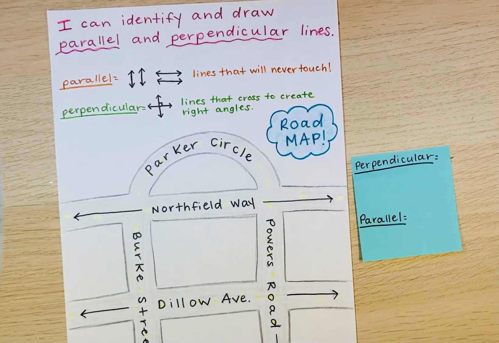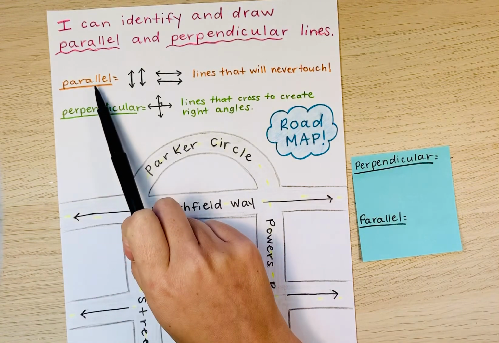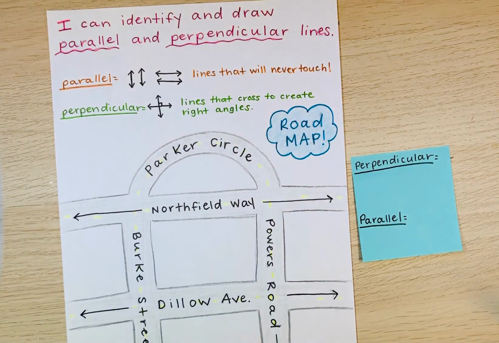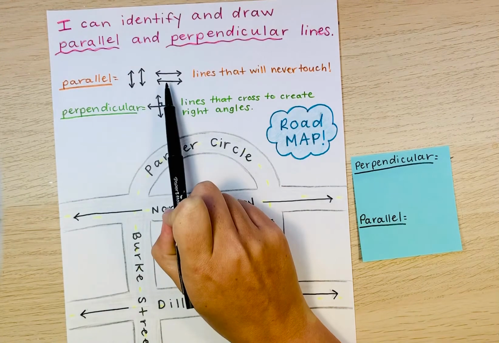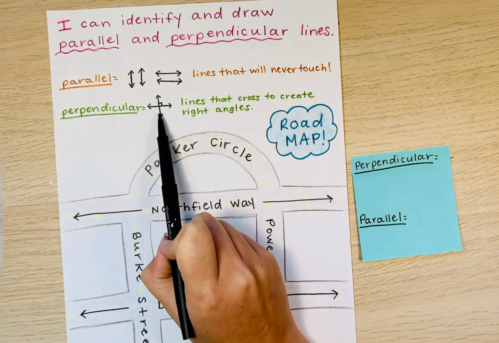Today we are going to identify and draw parallel and perpendicular lines. So first we're going to review what parallel and perpendicular lines are. Parallel lines are lines that will never touch. Here are two examples here. And perpendicular lines are lines that cross to create right angles. You can see that there.